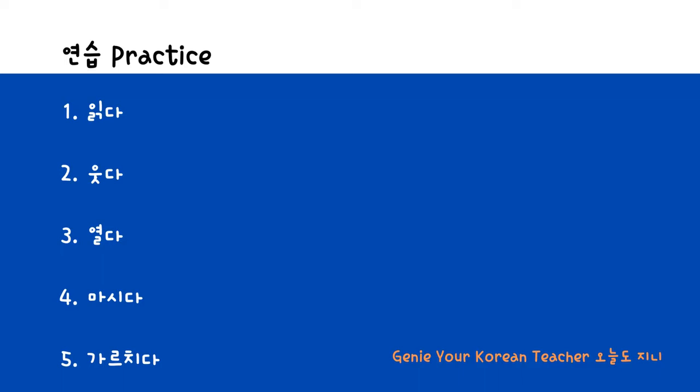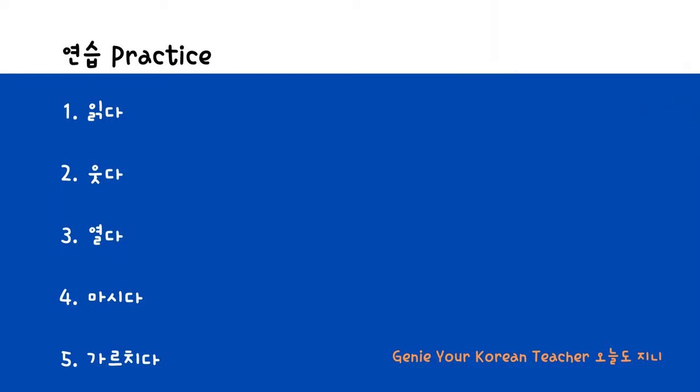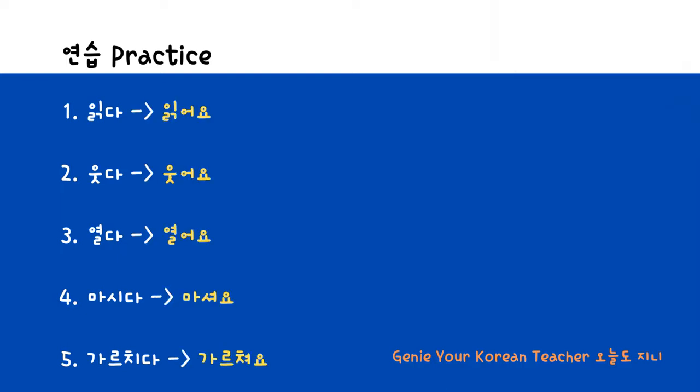Here we have another 5. So I'll give you another minute to do this one. Alright, are you done? Let's see the answers for these 5. So the 읽다, first one, will be 읽어요. Okay, same as before. Take out 다 from the basic form and look at the last vowel. It's not ㅏ, it's not ㅗ. So put 어요. So it's 읽어요.